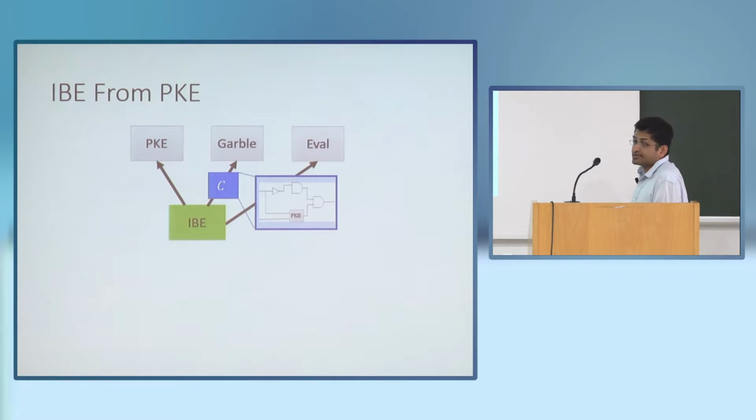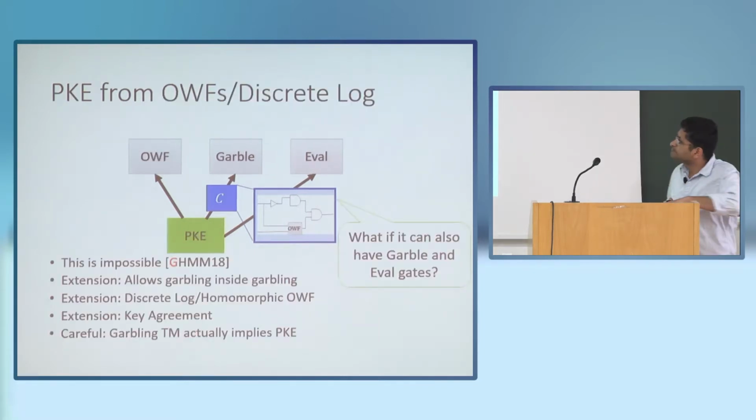The next one, which, if you think that public key encryption from one-way functions is far-fetched, maybe IBE from public key encryption is not as far-fetched. Yes? On the previous slide, what I don't understand is, you can make garbling schemes from one-way functions in a black box way. How is this different from just saying make PKE from one-way functions?